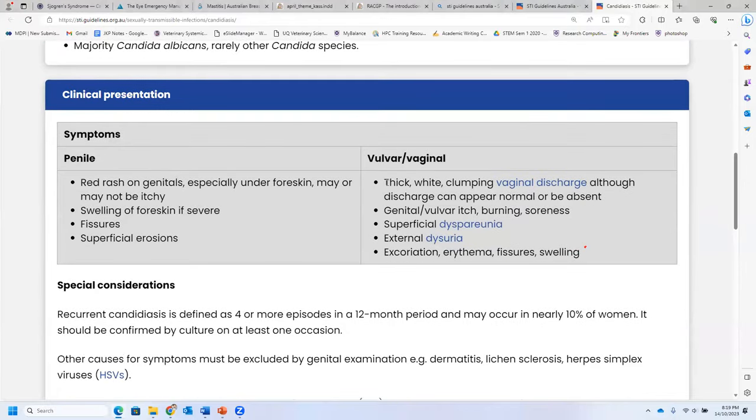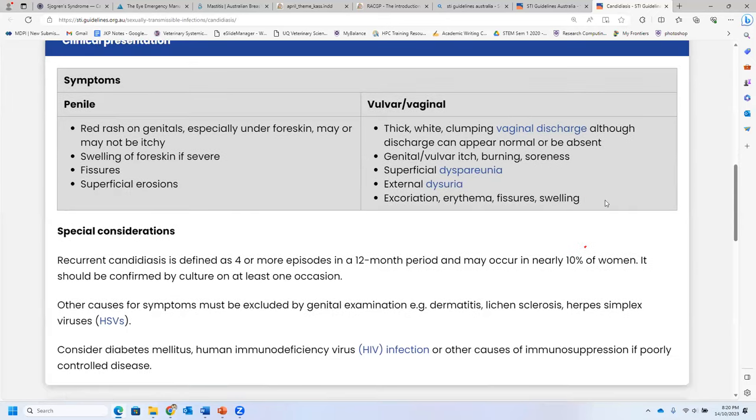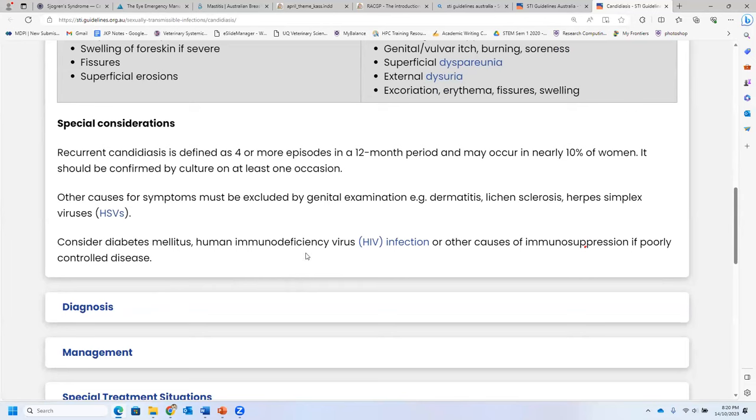In females, there will be thick, white, clumpy, curd-like vaginal discharge. Genital or vulvar itch, burning sensation, or soreness are very common symptoms. Because of this burning, itching sensation and constant itch, it can cause tears in the skin and can also lead to dyspareunia, external dysuria, excoriation, erythema, and fissures of the skin.